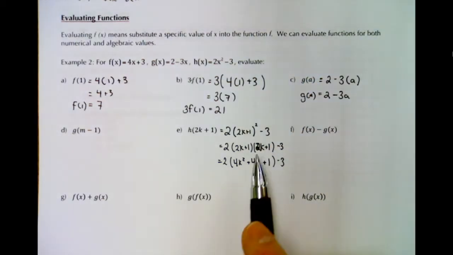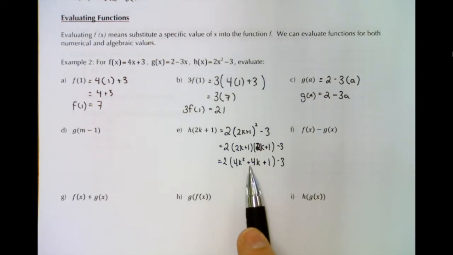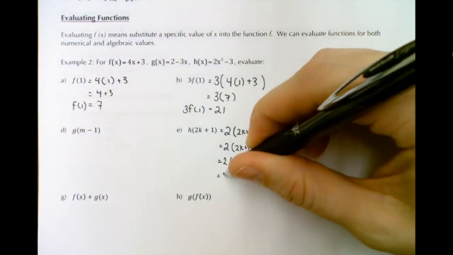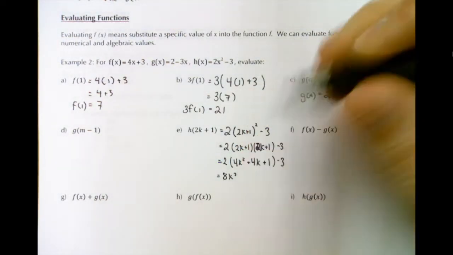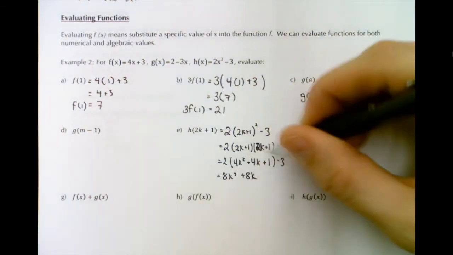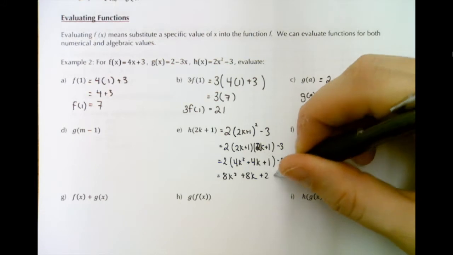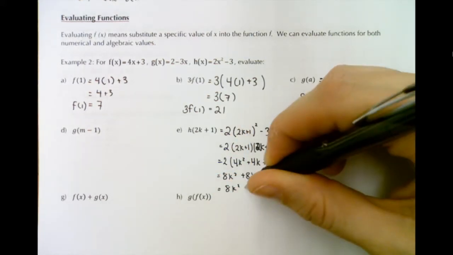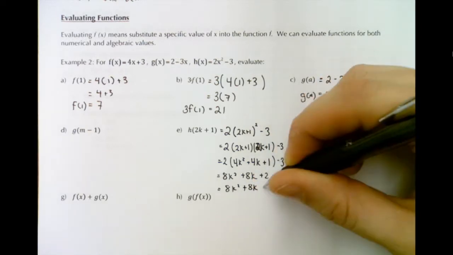So I skipped a step in my FOIL there. I collected my like terms together and got my 2k. If you break it up, you'll get 2k plus 2k and then add together to get 4k. Now we can distribute the 2. 2 times 4k is 8k squared. Sorry, by k squared. 2 times 4k is 8k, and 2 times 1 is 2. And now we can subtract the 3. And we end up with 8k squared plus 8k minus 1.